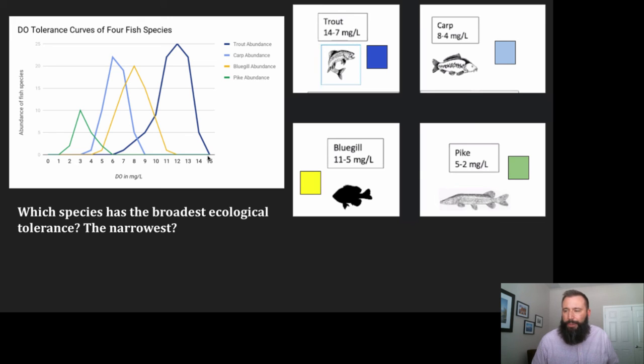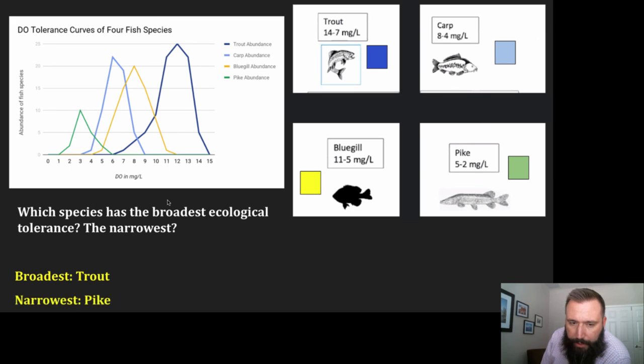Which one has the narrowest? It's going to be pike, 5 to 2. 5 minus 2 is about 3 milligrams per liter of difference on either side of those. Pretty wild stuff, right? It'd be interesting to see, let's see, the broadest is the trout, the narrowest is the pike.